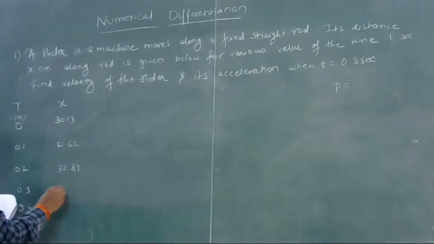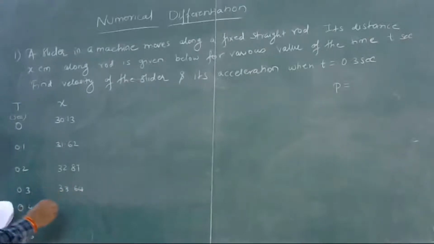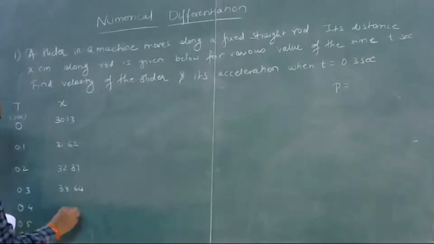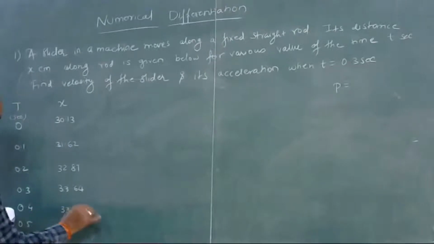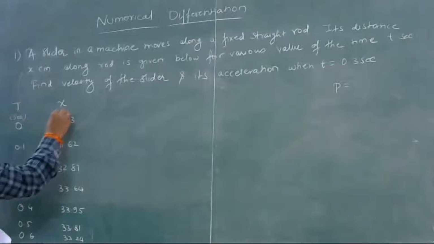This is 33.64, 33.95, 33.81 and 33. Okay, so these are the values of t and x in centimeter.